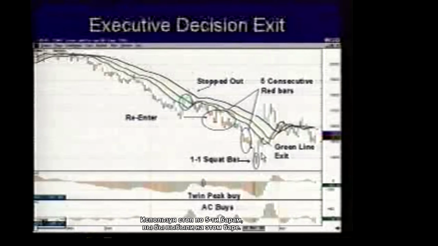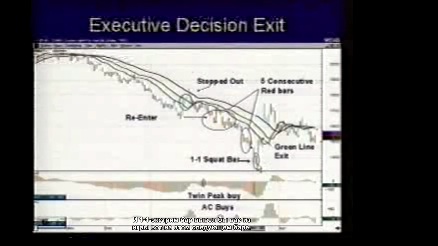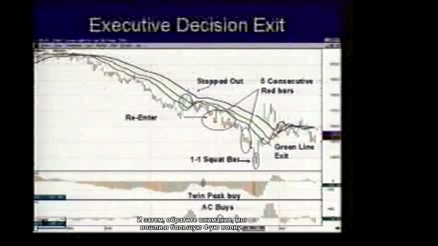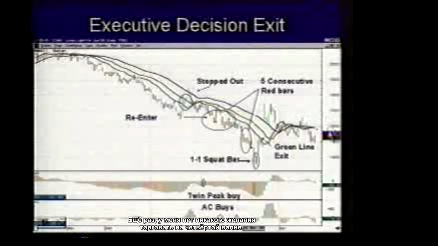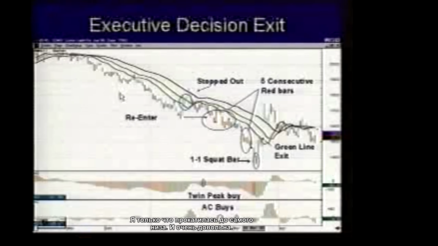A 5-bar consecutive stop would have had you out on this bar, and your 1-1 extreme bar would have also had you out on this next bar. And then notice what happened. We went into a big wave 4. Again, I'm not interested in trading that wave 4. I have just ridden this all the way down.